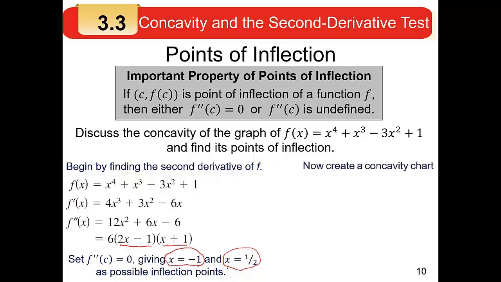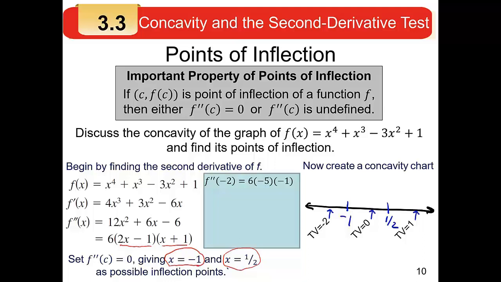So that tells you how to create your concavity chart. You take the numbers you found, put them on the number line in the correct order, and then do test values. So you take something to the left of minus 1, something between minus 1 and 1/2, and then something bigger than 1/2. Whenever possible, choose numbers that make your calculations easier. But you're always going back to the second derivative. So don't forget, you're plugging into the second derivative. You're plugging in right here, or you could go back and plug in here. It's just easier to plug in to the factored form.